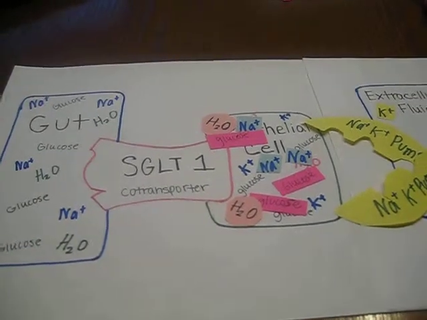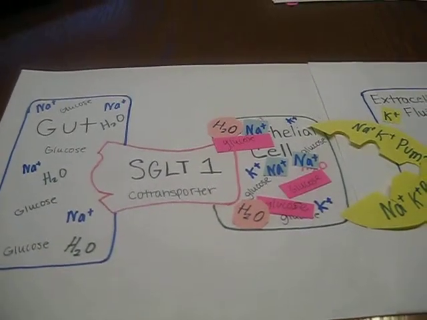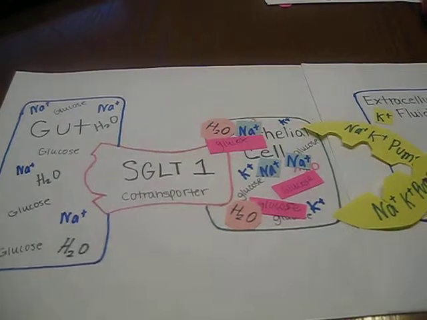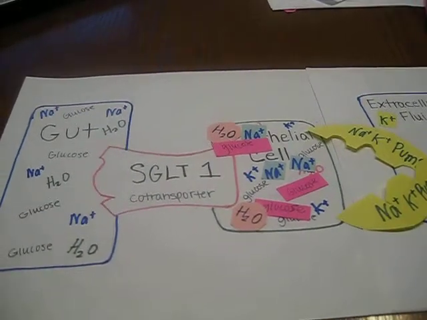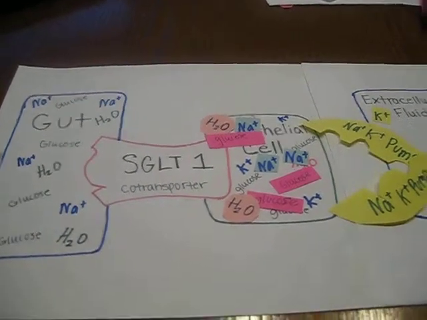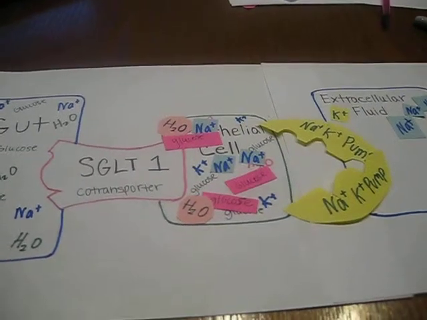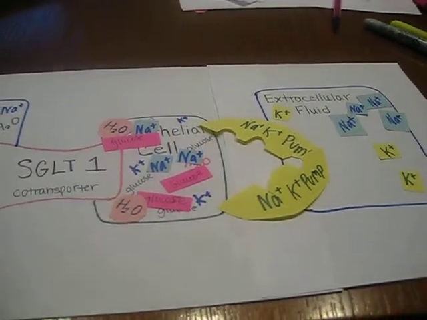The epithelial cell can only have a low concentration of sodium, so the sodium-potassium pump regulates the sodium present in this epithelial cell. The sodium-potassium pump does this by pumping 3 sodiums out of the epithelial cell and into the extracellular fluid and bringing in 2 potassium molecules into the cell. Since these ions are pumped against their gradient, it requires ATP.